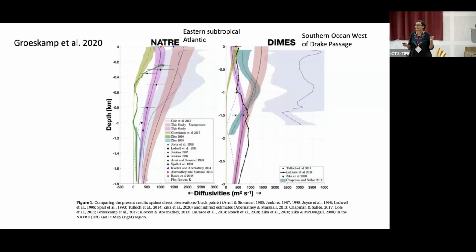In the DIMES region, there is also only a slight effect. From observations, you also don't necessarily always see the steering level effect. And even in the DIMES regions, it's not very exposed.